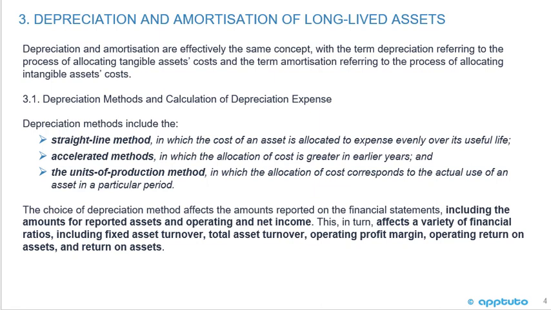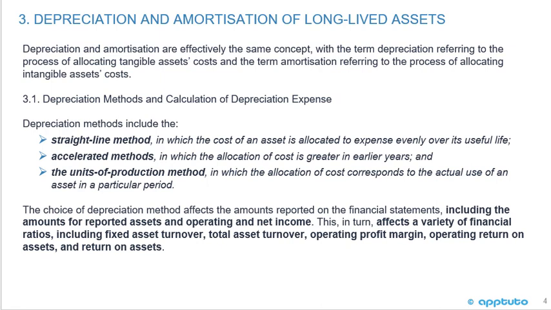Depreciation methods and calculation of depreciation expense. Depreciation methods include the straight-line method, in which the cost of an asset is allocated to expense evenly over its useful life, accelerated methods, in which the allocation of cost is greater in early years, and units of production method, in which the allocation of cost corresponds to the actual use of an asset in a particular period.